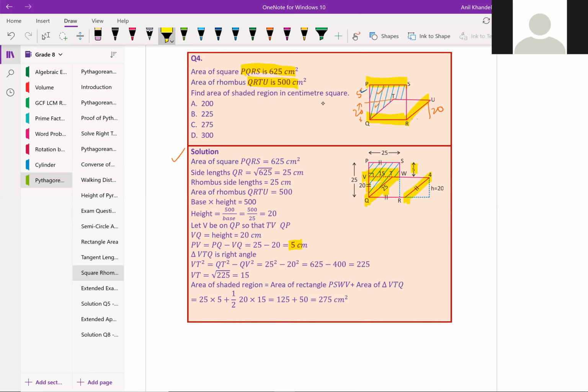So I'd like you to pause the video for a minute, look at it carefully, and understand the approach, since this is one of the most important approaches to follow.